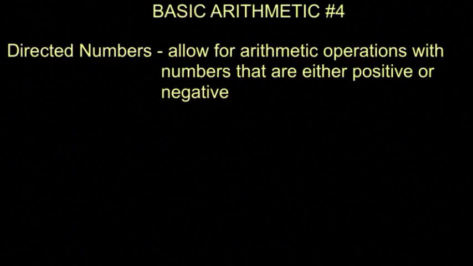Basic Arithmetic 4, Directed Numbers. Directed numbers allow for the arithmetic operations with numbers that are either positive or negative. It's a concept that's first encountered in Year 7, but you would have been using this through Years 7, 8, 9 and 10, but we review it again now.